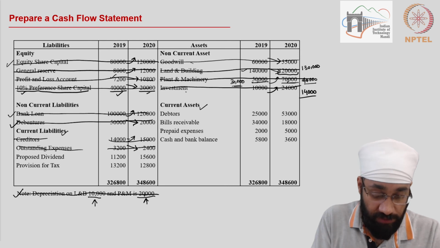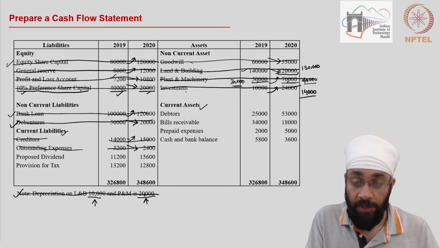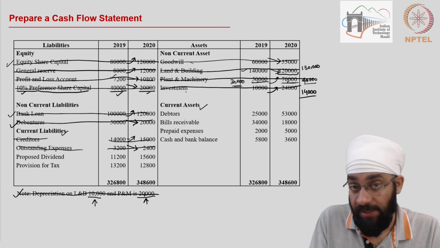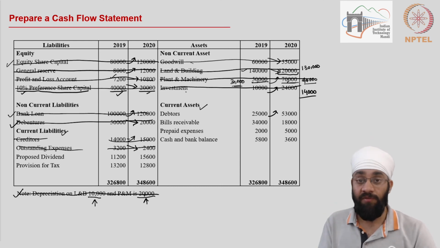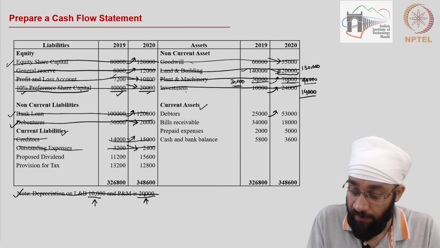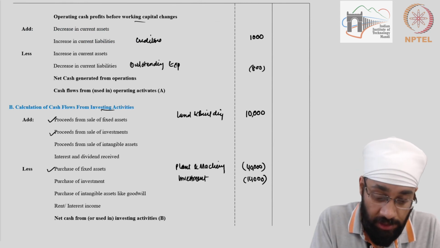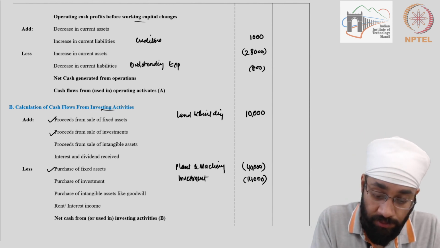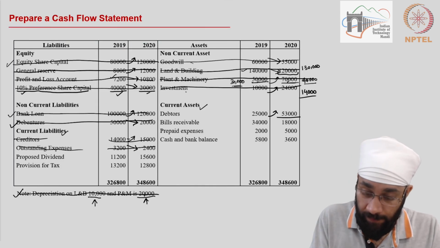Then you have proposed dividend and provision for tax, and I'm going to keep these separate because this will need some discussion. Let me finish the working capital changes. On the asset side, we have debtors which are going up, which means you are blocking more money, you are selling more goods on credit to the customers, you're not recovering the money. So this is 25 and 28,000, which is the increase in debtors, 28,000. This is money being blocked, so these are debtors. So this is done now.